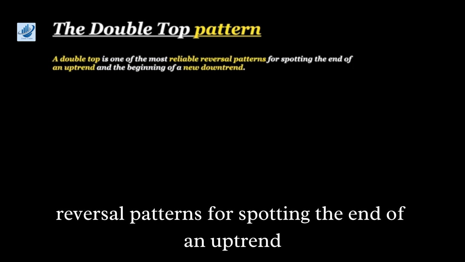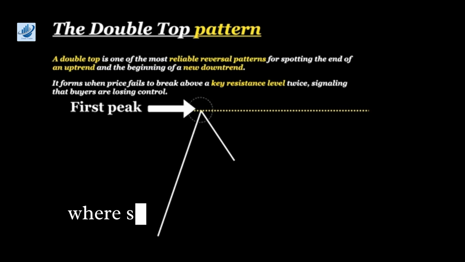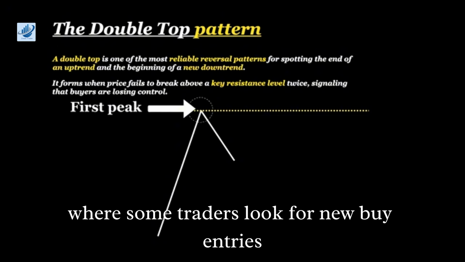It forms when price fails to break above a key resistance level twice, signaling that buyers are losing control. Let's break it down step by step. First peak. Buyers push price higher, but resistance holds, causing a temporary pullback. This pullback often finds support at a key level where some traders look for new buy entries.